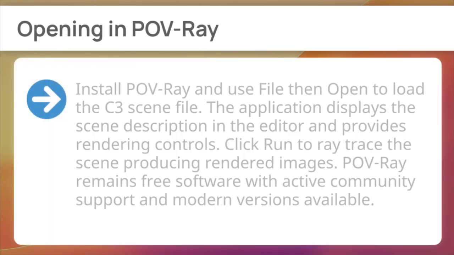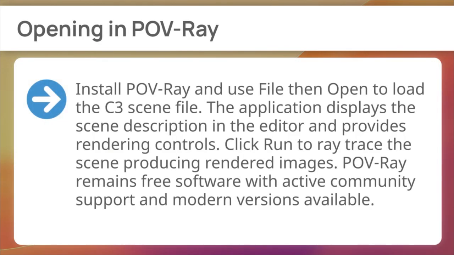First, opening in POV-Ray. Install POV-Ray and use File, then Open to load the C3 scene file. The application displays the scene description in the editor and provides rendering controls. Click Run to ray trace the scene, producing rendered images. POV-Ray remains free software with active community support and modern versions available.